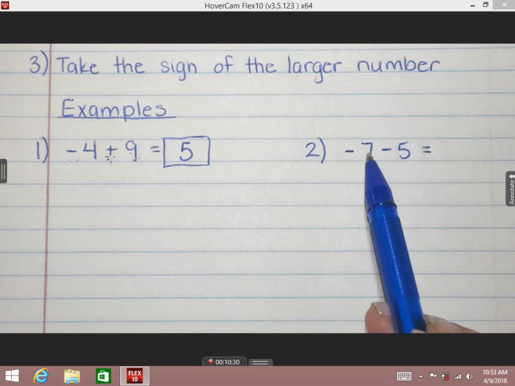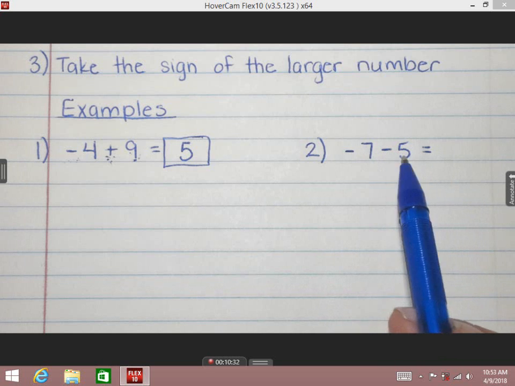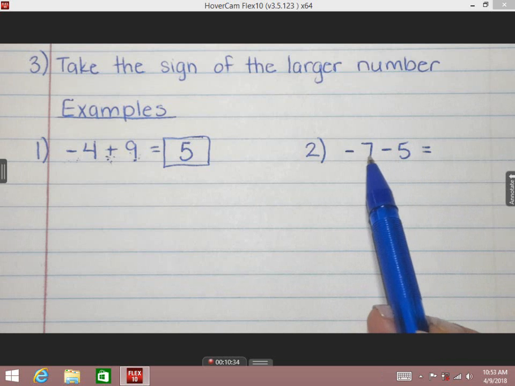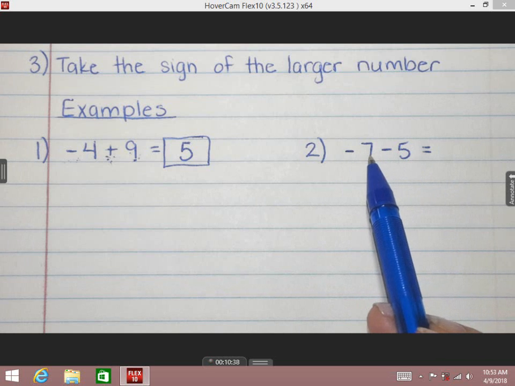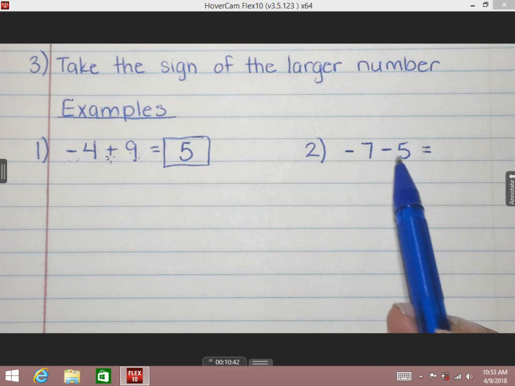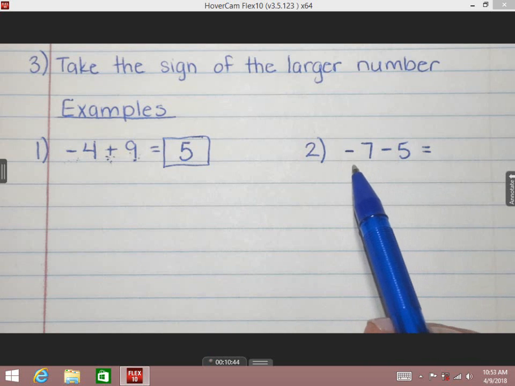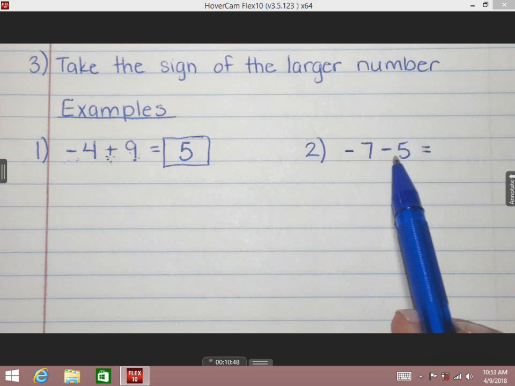When I look at negative 7 and minus 5, are those the same or are they different? They're the same because remember, a negative and a minus look the same, right? Because they act the same. We're going to treat them the exact same. So these are the same sign. So if they're the same sign, what do my directions tell me to do, Giselle?